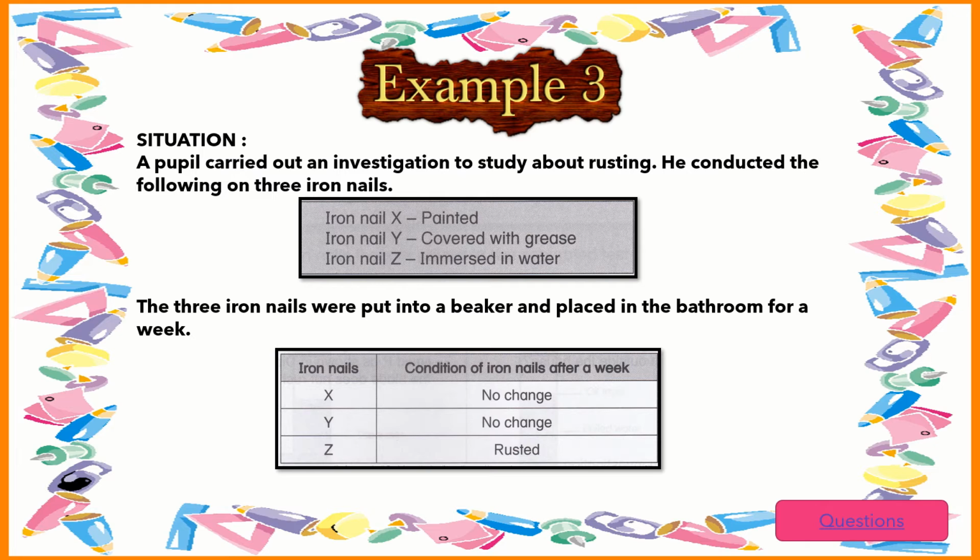Let's see what result was recorded by the pupil. Iron nail X, no change. Iron nail Y, no change. Iron nail Z, rusted. Let's look at the questions.